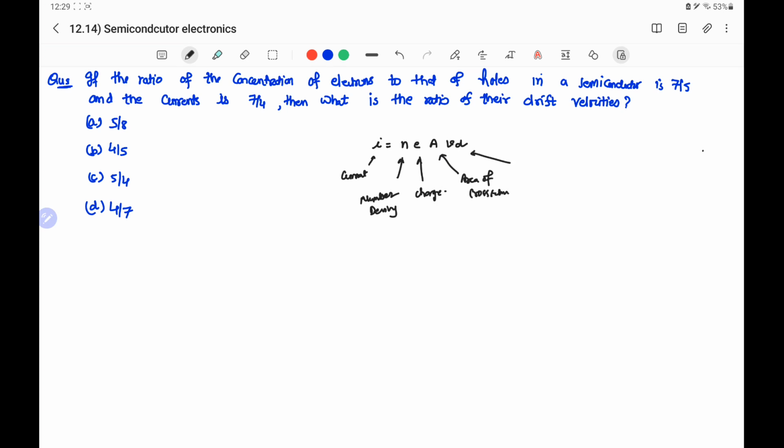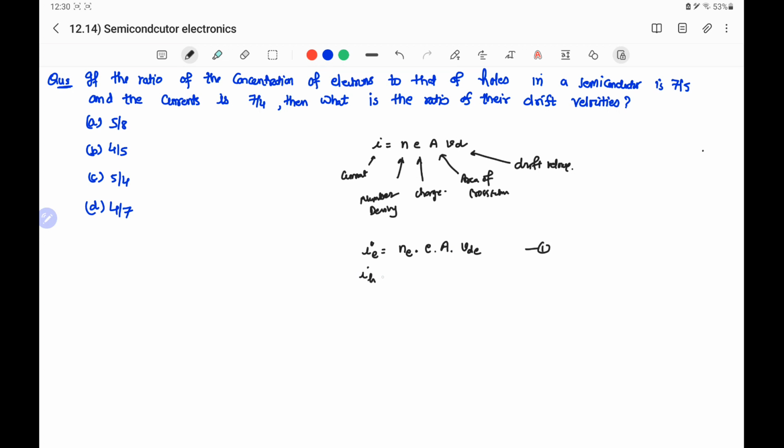And Vd is the drift velocity. So for electrons, current will be I equal to the charge density of the electrons, n_e, into the charge on the electron, e, the area of cross section of the material, A, and the drift velocity, Vde. This is our equation number 1.